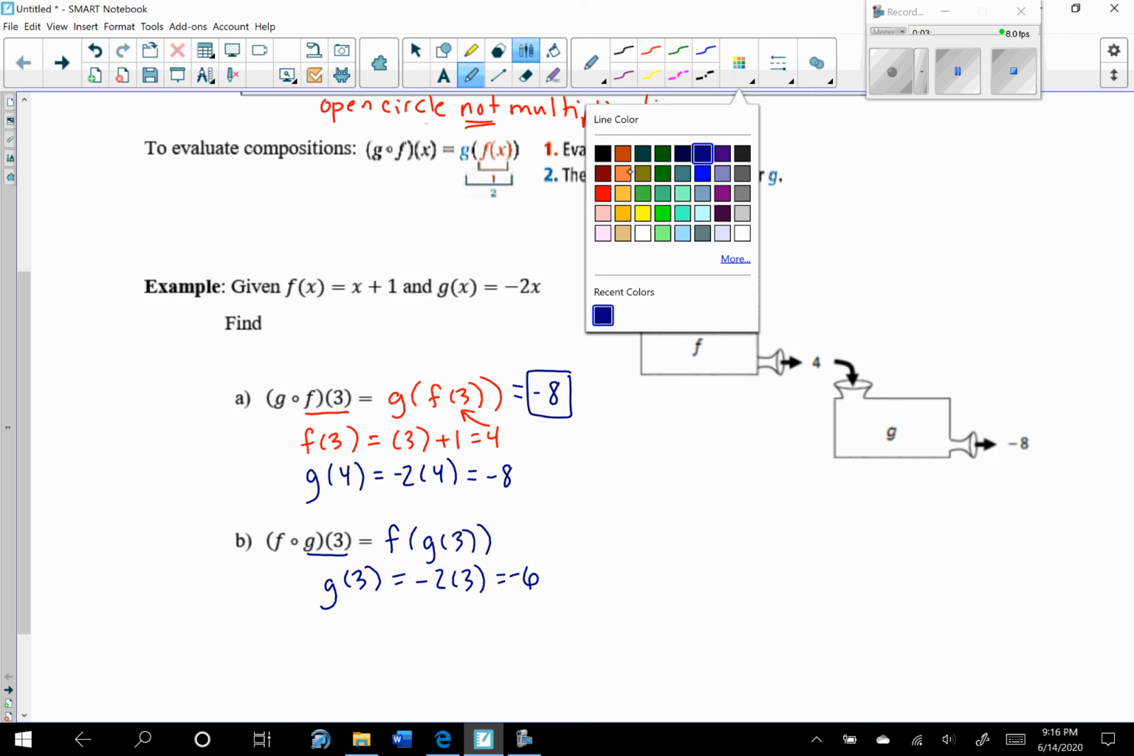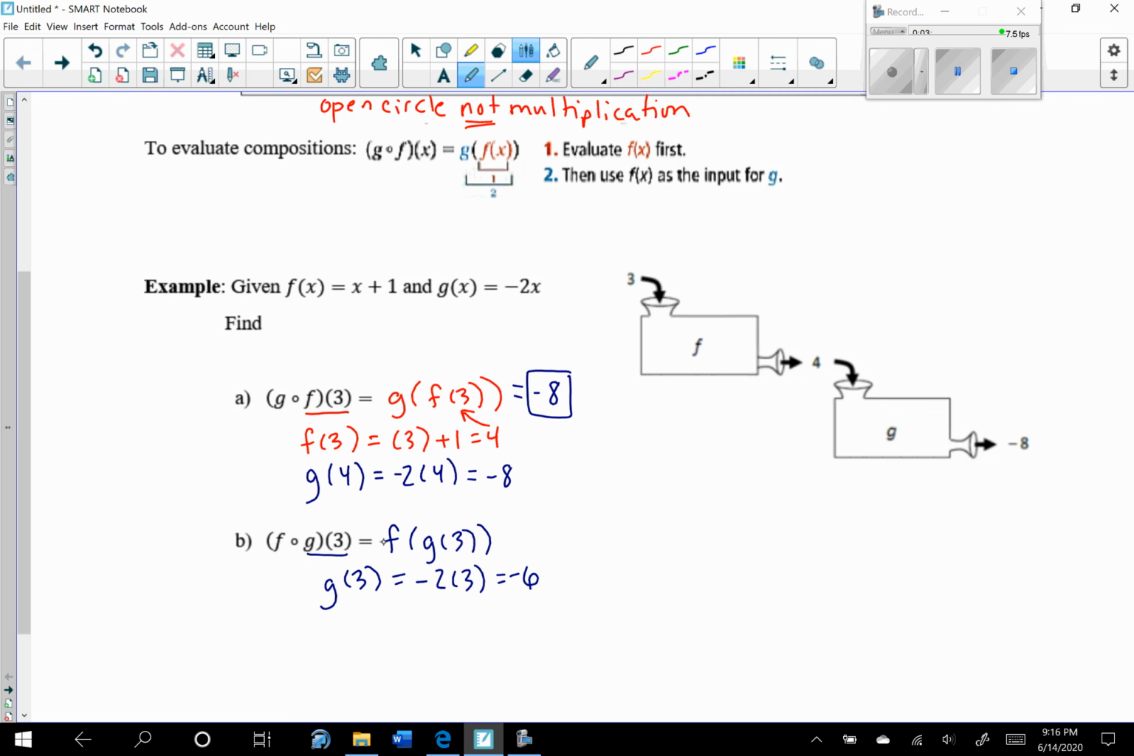And then I'm going to take that answer and plug it into f, because we said g of 3 is equal to negative 6. So f of negative 6 is equal to, and then go to your f of x function, so negative 6 plus 1, which is equal to negative 5. So this entire composition is equal to negative 5. So that's doing composition using numbers.